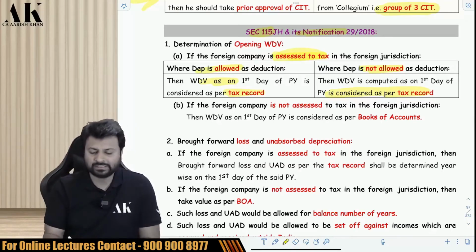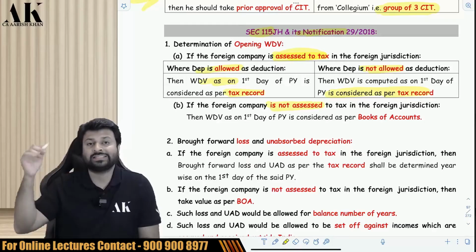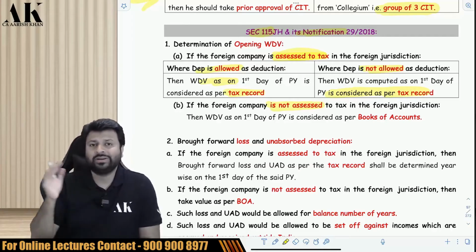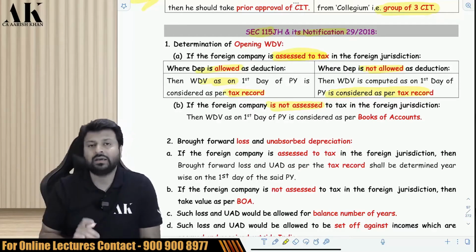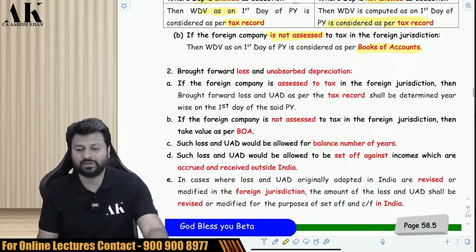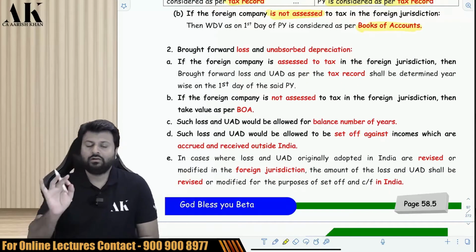The second possibility is if the foreign company is not assessed to tax. So if the country in which the foreign company exists has no taxation law, then in that case, you have to compute the WDV as per the books of accounts. Okay, that is the first thing which you have to keep in your mind. Check it, please. Now let's talk about loss.